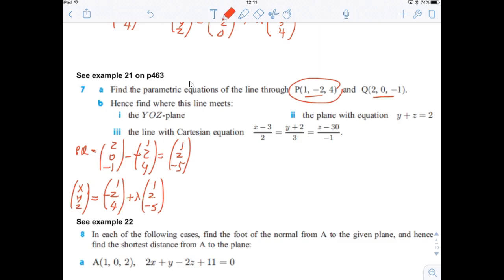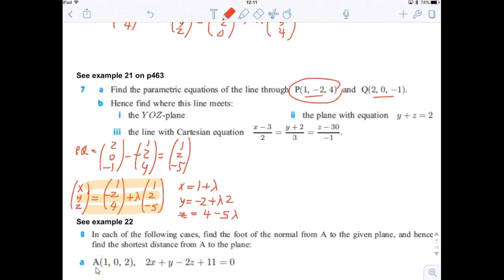Next, I'm going to write it as a set of parametric equations. The way I do that is I simply divide it up into layers like this. The first one is x equals 1 plus lambda times 1, which is just lambda. We have y equals -2 plus 2 lambda. And then z equals 4 minus 5 lambda. Those would be the parametric equations that they asked for in part A. Then part B says, find where this line meets the YOZ plane.